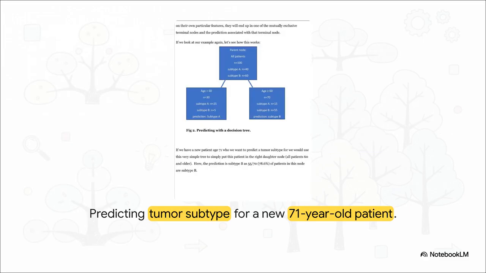So, how do we actually use this? Well, once the tree is built, newly diagnosed patients can get a prediction just by running their data down the branches. Let's say we're evaluating a brand new 71-year-old patient. They simply flow down the right side of this tree into the node for patients 60 and older. Because 78.6% of the historical patients in that specific terminal node have subtype B, boom, the tree confidently predicts that our new patient also has subtype B. It's highly flexible and honestly very intuitive.